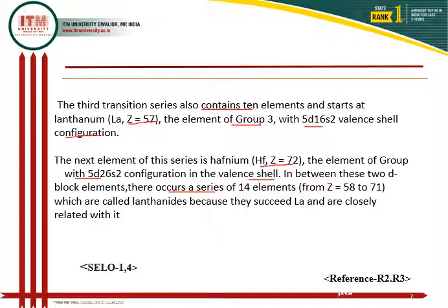There occurs a series of 14 elements, that is 58 to 71, which are also known as lanthanides. Because they succeed lanthanum and are closely related to it, they are separated in the periodic table and put at the bottom of the periodic table as F block elements.